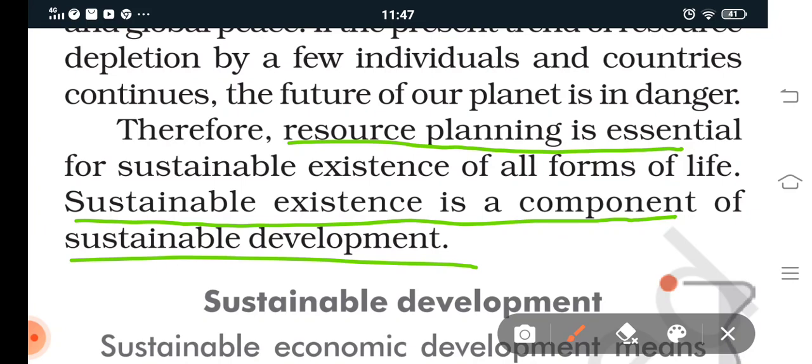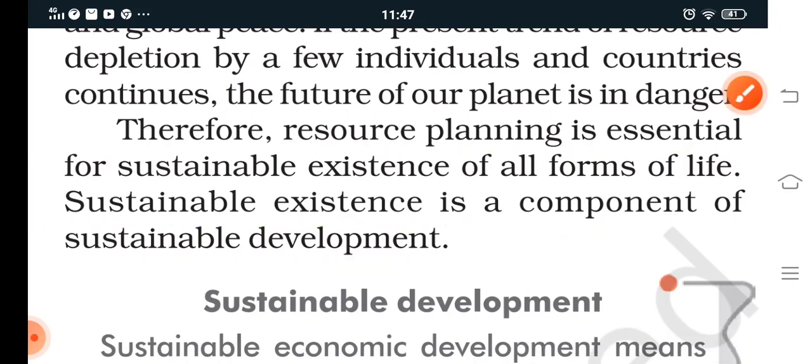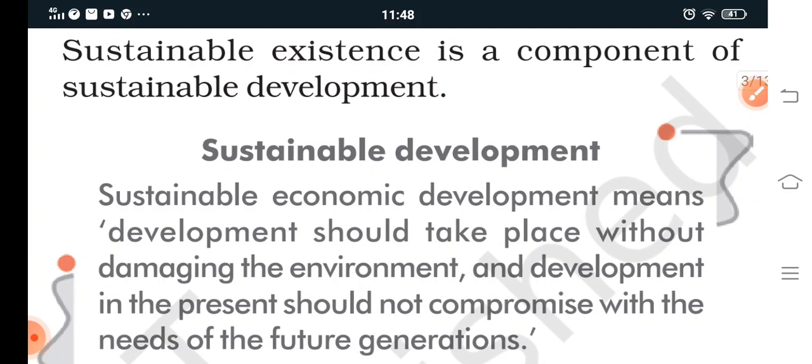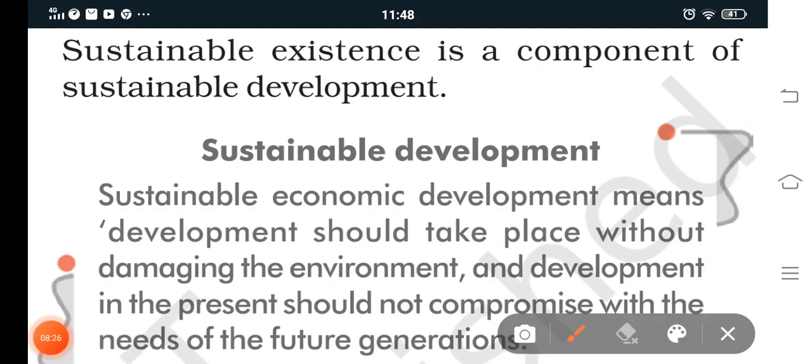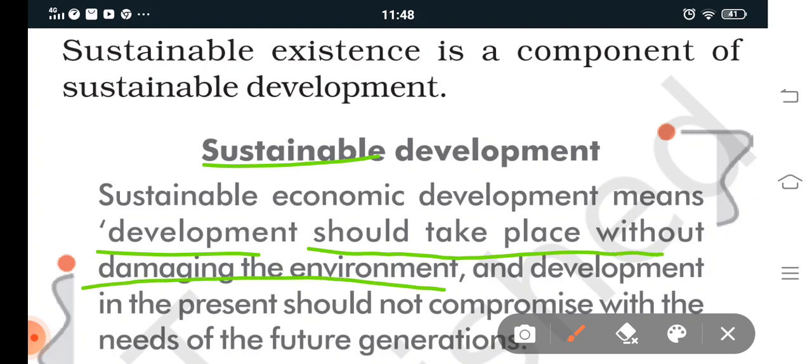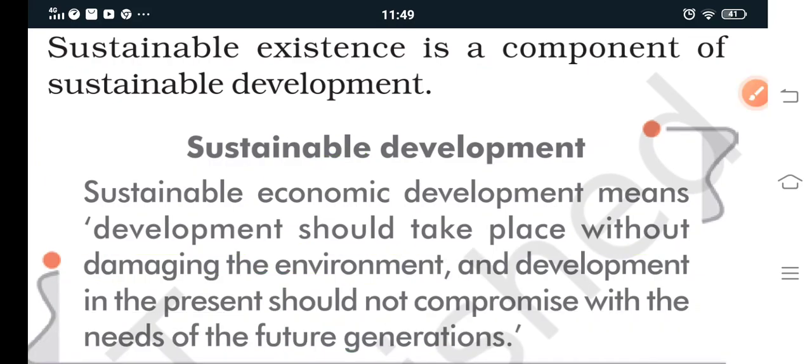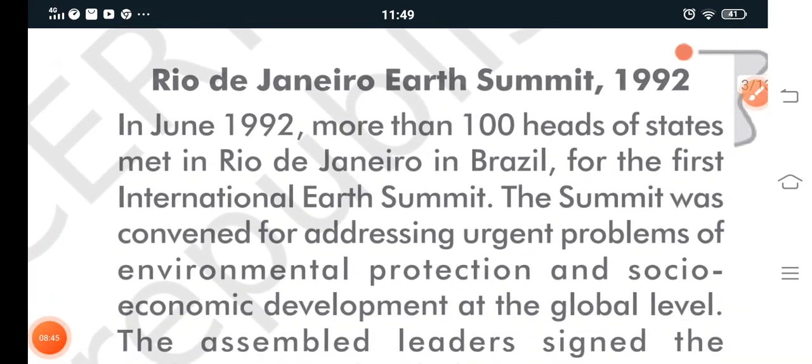What is sustainable development? First of all, what does this word sustainable mean? Sustainable means survival. So, sustainable development means development which should take place without damaging the environment, and there should be no compromise with the needs of future generations. Okay, so I hope you are clear with this.